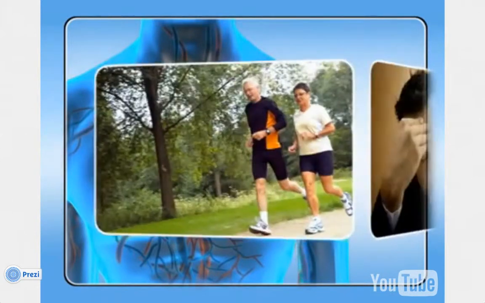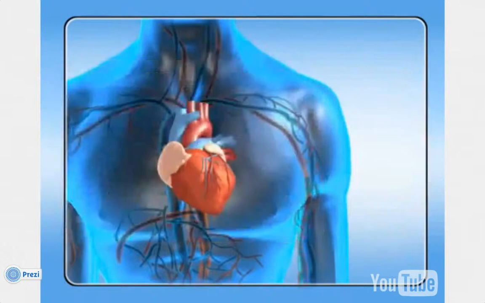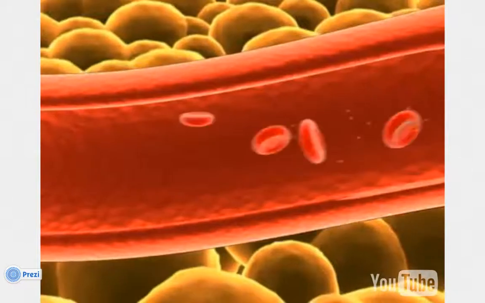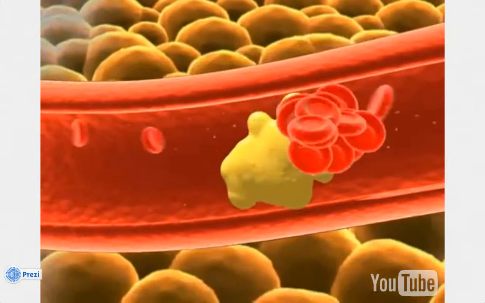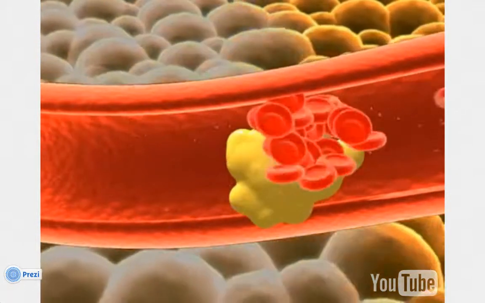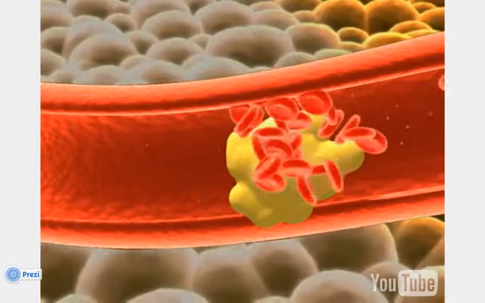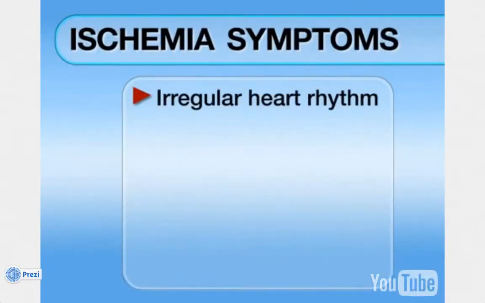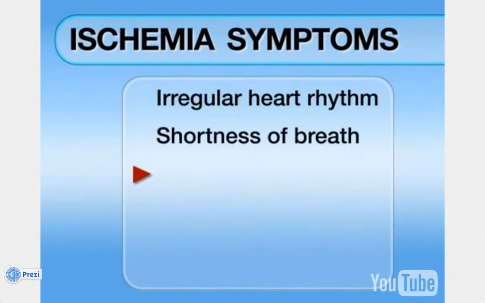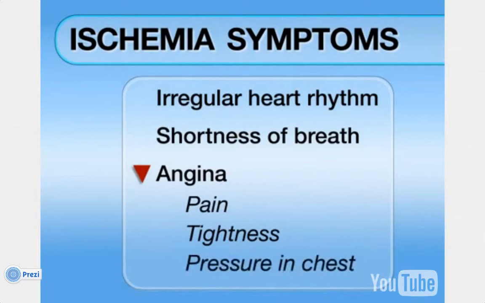When you are active or under stress, the heart needs even more blood. But if the coronary arteries become blocked, there might not be enough blood flow to the heart muscle. This lack of blood and oxygen, which is called ischemia, might cause symptoms like an irregular heart rhythm, shortness of breath, and angina, which is another name for pain, tightness, or pressure in your chest.